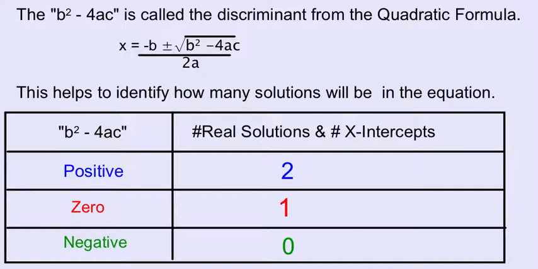So we're going to focus on b squared minus 4ac. Again, this is called the discriminant from the quadratic formula. We're going to focus just on this piece. So here's a little chart for you.